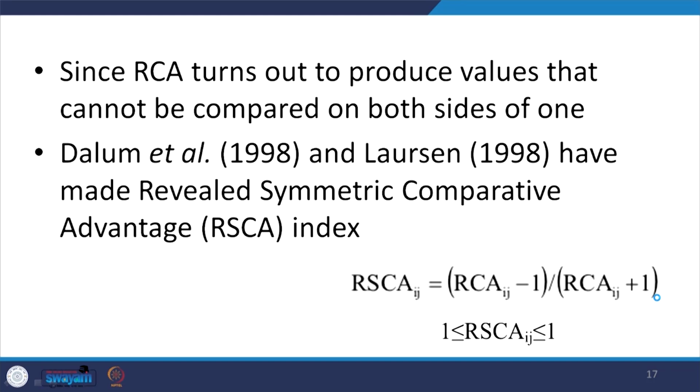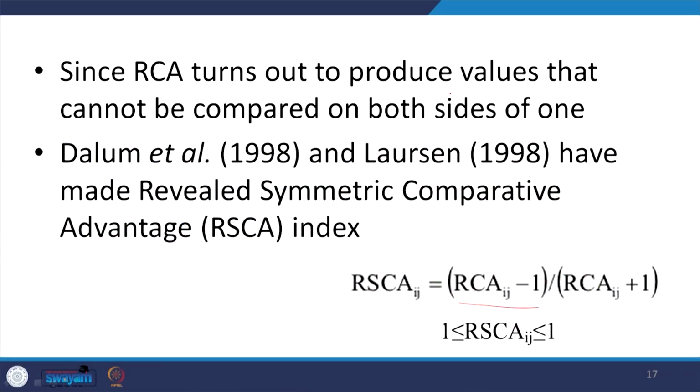So, RCA, as we have said, only talks about a certain limited direction. If you apply a monotonic transformation, basically a negative monotonic transformation, by taking a minus on one side, RCA turns out to produce values that cannot be compared on both sides of 1.